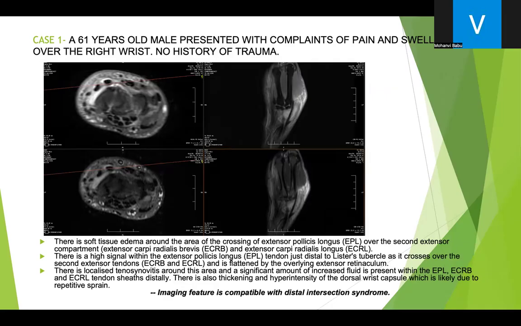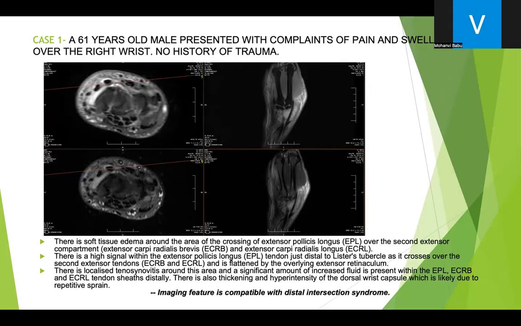Coming to our cases, the first case is a 61-year-old male who presented with complaints of pain and swelling over the wrist, no history of trauma. In this case, we find in the MRI water and fluid sensitive sequences soft tissue edema around the area of crossing of the extensor pollicis longus over the second extensor compartment, which contains the extensor carpi radialis brevis and extensor carpi radialis longus.